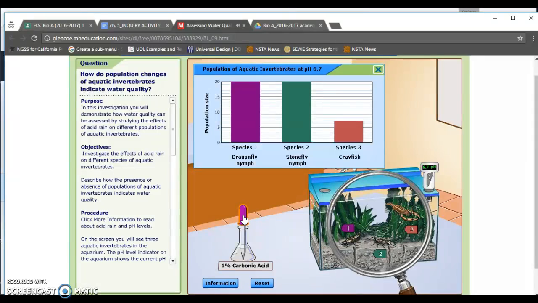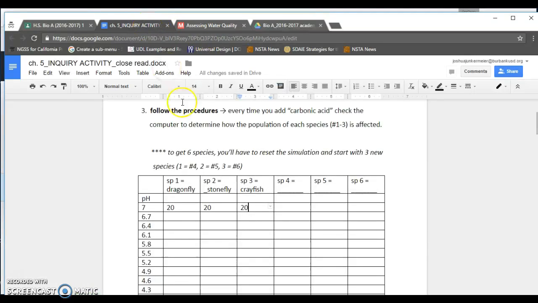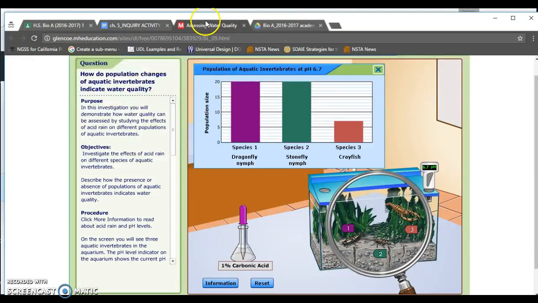So we just changed the pH to 6.7. So in the data table at 6.7, boom, you'd indicate how the dragonfly, stonefly, and crayfish population has changed. According to this, the crayfish don't like adding acid to the water. They don't deal well with carbonic acid. They don't deal well with the reduction in pH. So the population drops a bit. And you can see these two species still at 20.